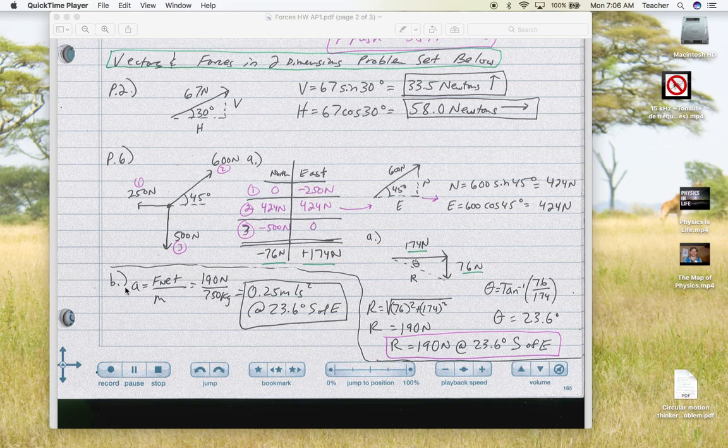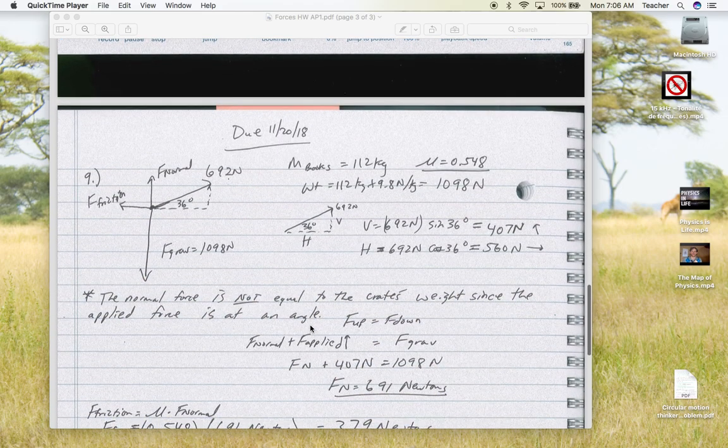So to find the acceleration, I'm going to go back to Newton's second law, net force over mass. 190 newtons over the carcass, which had 750 kilograms of mass. So that's 0.25 meters per second squared, and that's in the same direction as the net force. Acceleration is always in the same direction as net force. That's something that's important to remember, and it's described by Newton's second law.